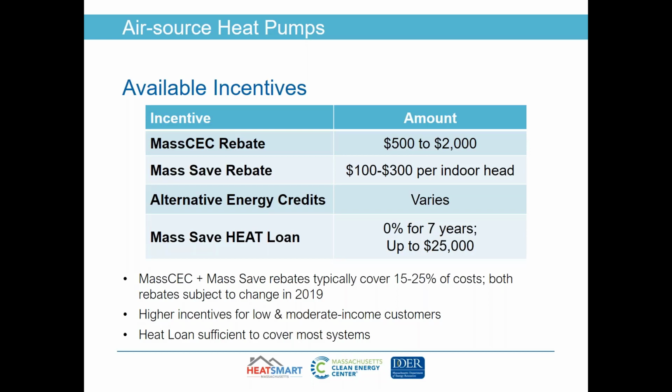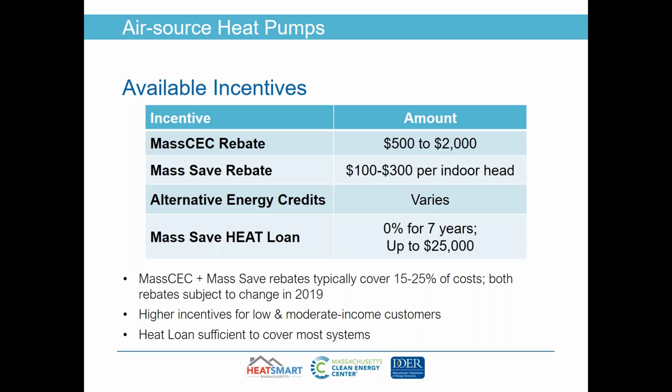There's also something called an alternative energy credit, and for air source heat pumps, that primarily promotes whole home systems. So it's really only if you're installing a system that covers the entire heating load of a home that you would see that. And the amount of the incentive varies, so I'm not going to get into too much detail on how that works. Now, finally, the MassSave program also offers the heat loan, and that's a 0% financing option up to 7 years, covers up to $25,000 in energy efficiency costs.